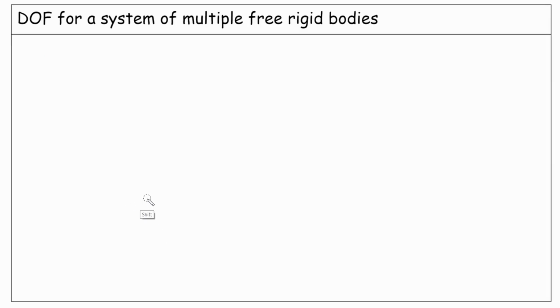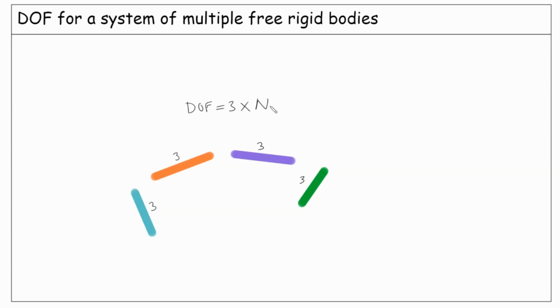If we have a rigid body like this, it brings 3 degrees of freedom to our system. If we have more rigid bodies like a second, third, and fourth one, each of them add 3 degrees of freedom to the system. So the degrees of freedom for a system of multiple rigid bodies is 3 times the number of those bodies, because every rigid body brings 3 degrees of freedom to the system.